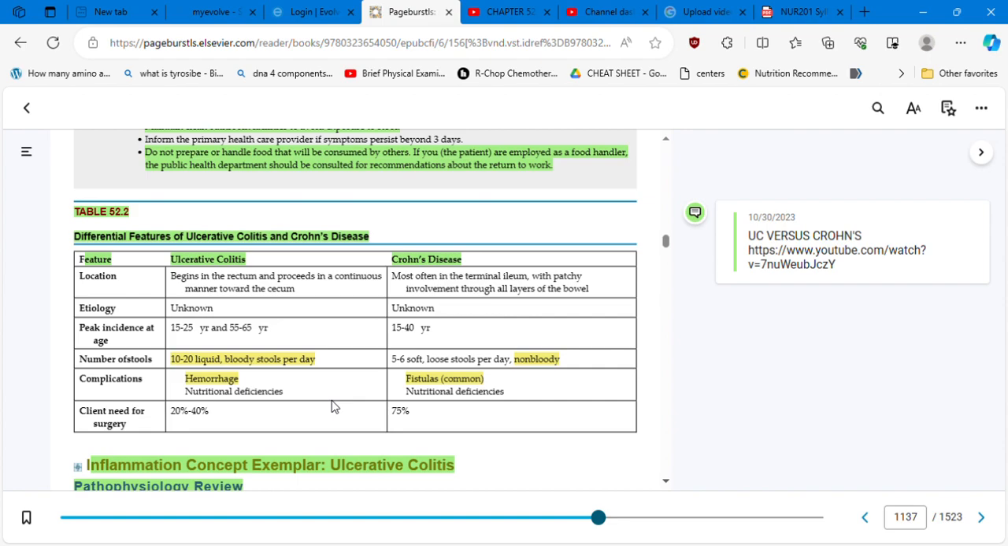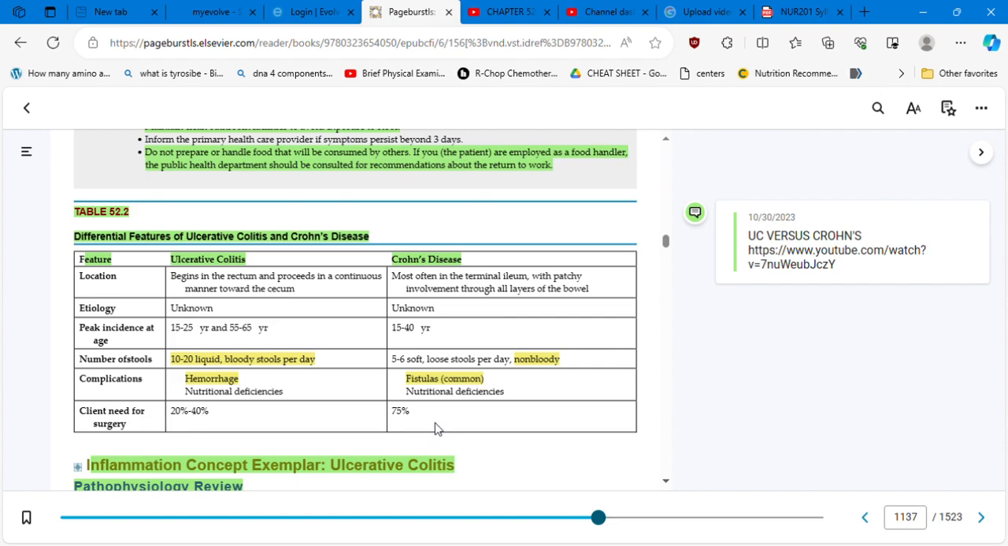Complications of ulcerative colitis, of course, hemorrhage. And of course, this is going to bring as a consequence nutritional deficiencies. And in Crohn's disease, fistulas and nutritional deficiencies, right? Clients' need for surgery in ulcerative colitis, 20 to 40%. In Crohn's, 75%.